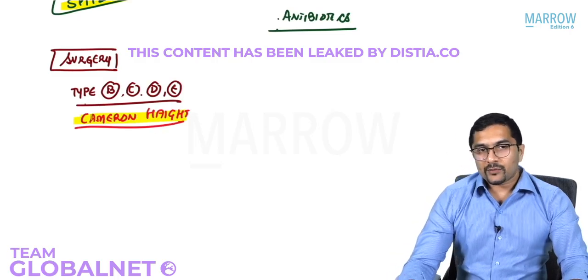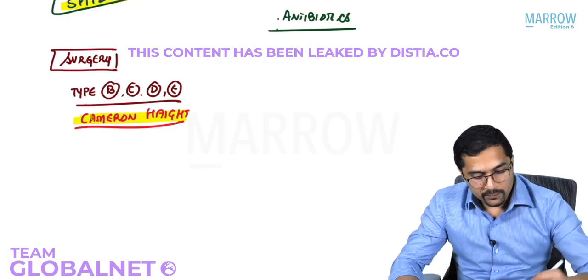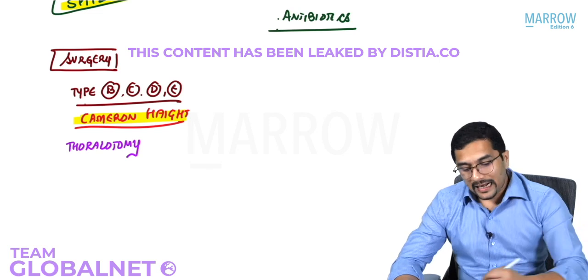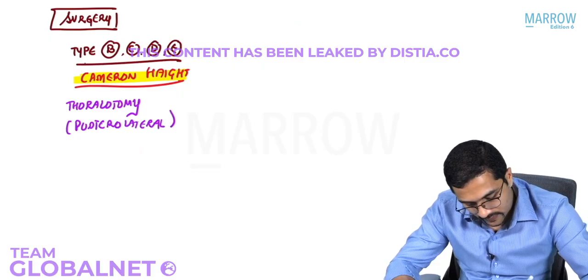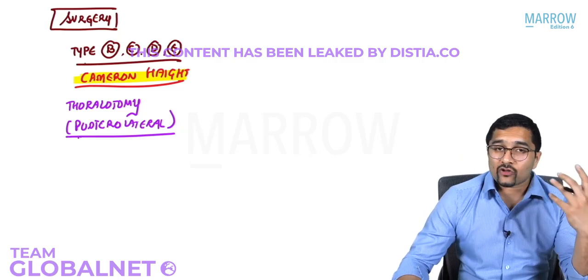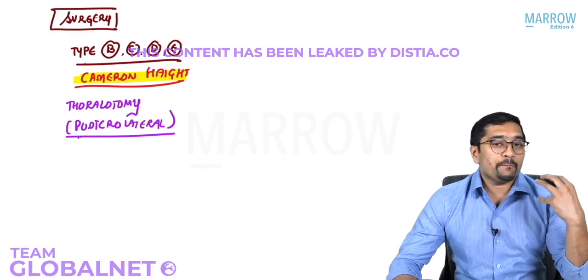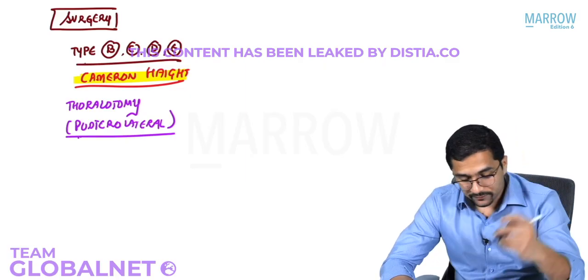In Cameron-Haight's procedure, the first thing is to expose the trachea and the esophagus. And to expose them, I need to carry out a thoracotomy. I need to open up the thorax. The thoracotomy usually done in these patients is a posterolateral thoracotomy. As opposed to thoracic trauma, where I told you we do an anterolateral thoracotomy, here we are doing a posterolateral thoracotomy to expose the trachea and the esophagus.